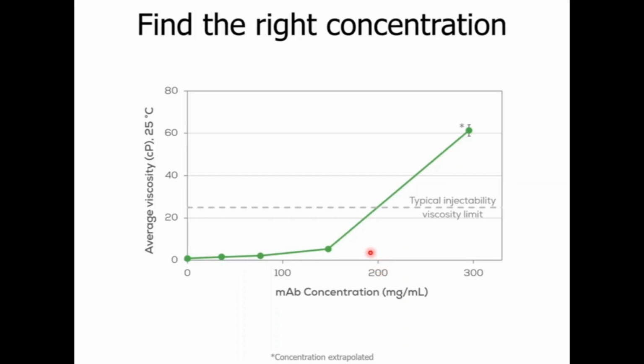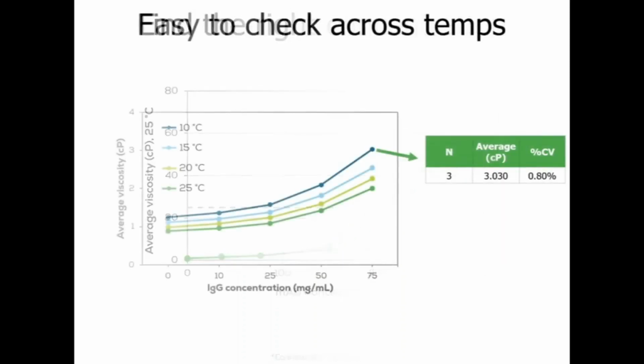This viscosity as a function of concentration data should of course also be gathered at different temperatures to see what happens with an injectable sample when everything is cooled down, for example for storage. Here we're looking at IgG viscosities measured in triplicate at 4 different temperatures: 10 degrees, 15 degrees, 20 and 25 degrees. And we're looking at a range of concentrations from 0 to 75 milligrams per milliliter.